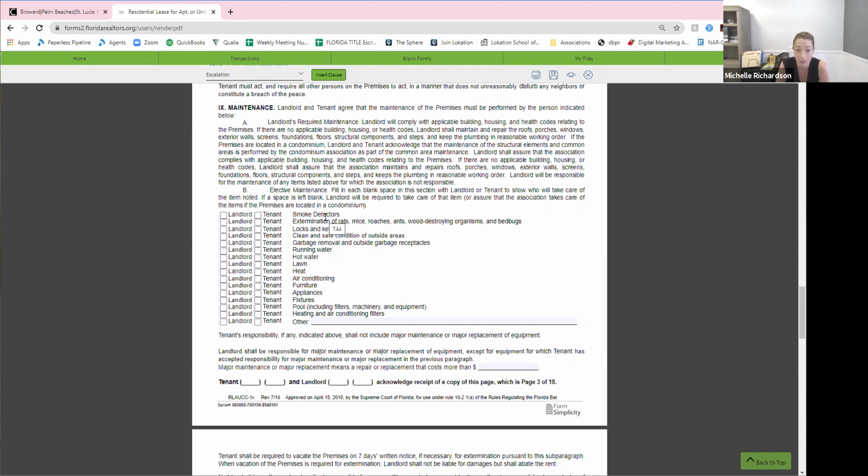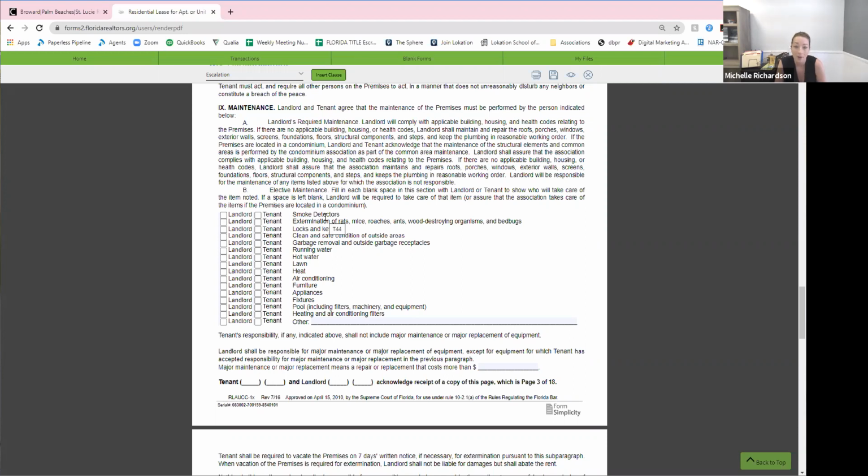It says the landlord will be responsible for all the maintenance of any items listed above for which the association is not responsible. So if it's a townhouse and the tenant is renting it, sometimes the roof may be the responsibility of the landlord and not the association. If that's the case, they should be aware of that, and the landlord should be aware of that, to know that if there's a roof leak, they must fix it. So be cognitive of that.